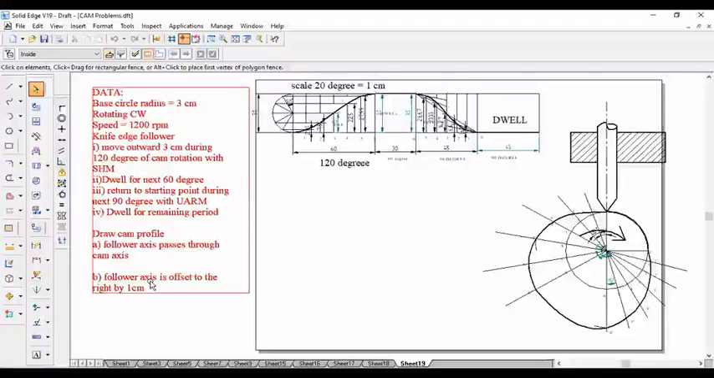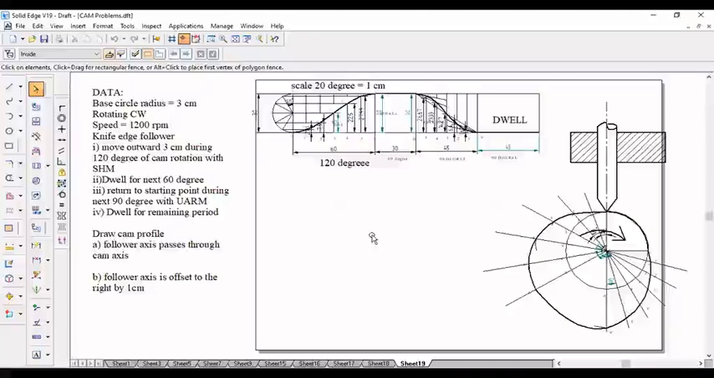Now, for this question, the displacement diagram is the same because we have drawn the displacement diagram based on this data. So this data is common for these two questions. The displacement diagram is the same for this sub-question as well as for that sub-question. This is different only in terms of the cam profile. While drawing the cam profile, the steps are a bit changed. Those steps I'll explain to you in this lecture.